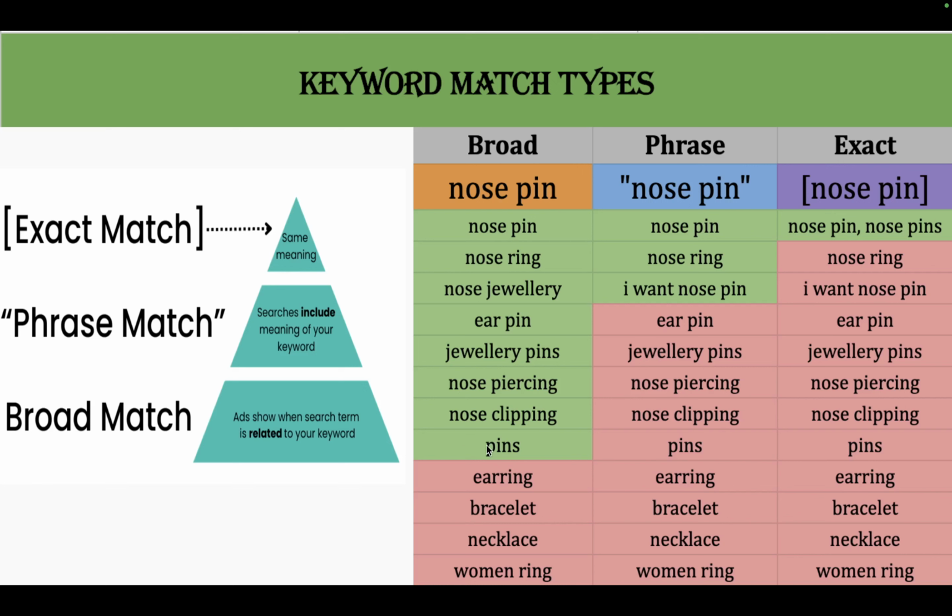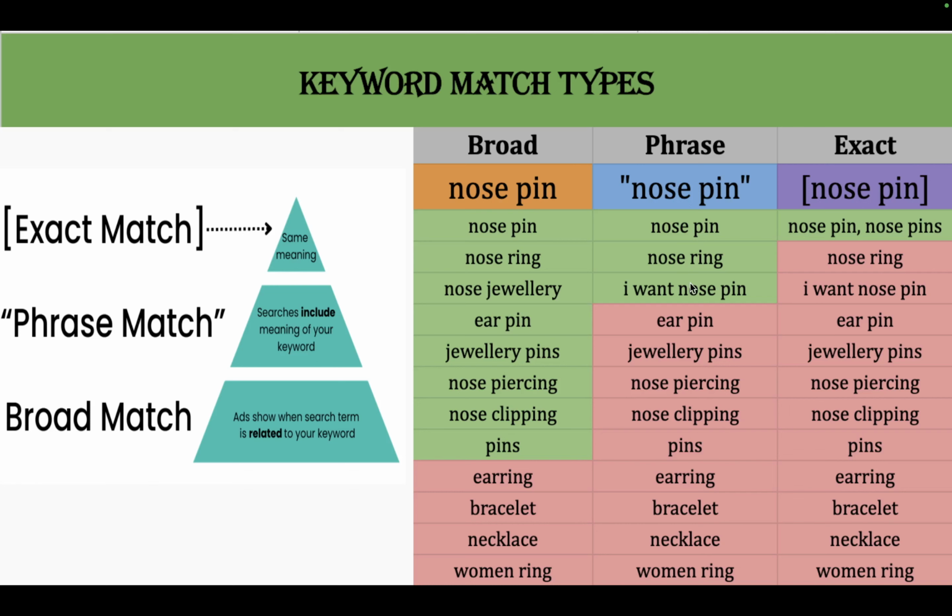So how do we control that the keyword is showing the ad on the right searches, on the relevant searches, on the meaningful searches? To control that, we simply change this keyword match type from broad match to phrase match, simply by adding inverted commas before and after it. Now, if we move it into phrase match, it means the ad is going to show when searches include the meaning of your keyword, when searches have the same meaning as the keyword.